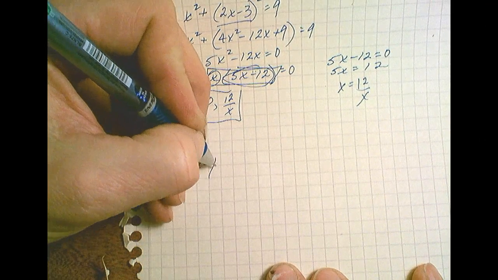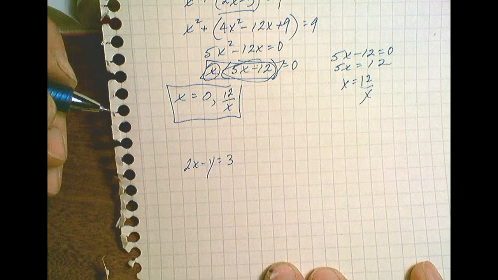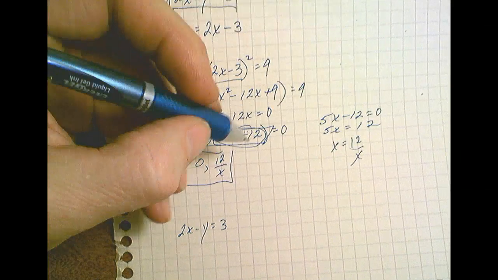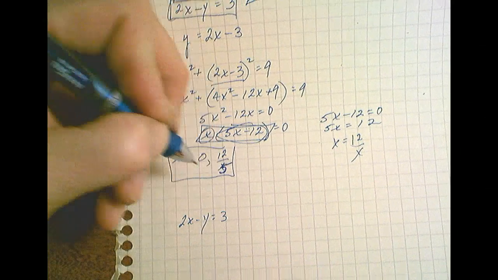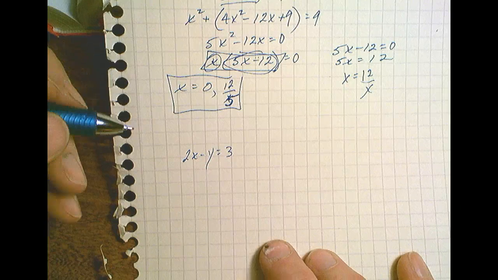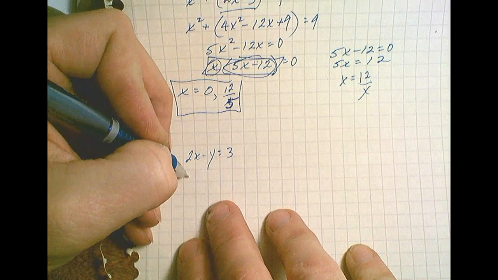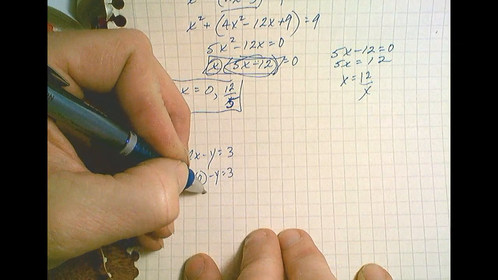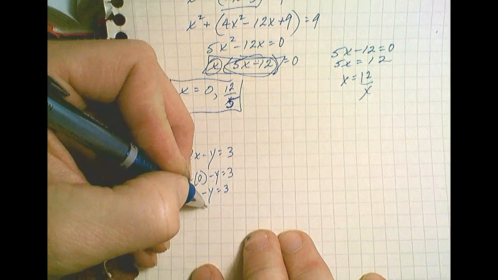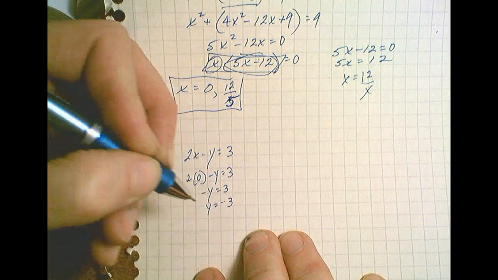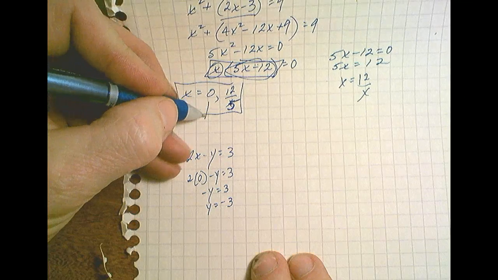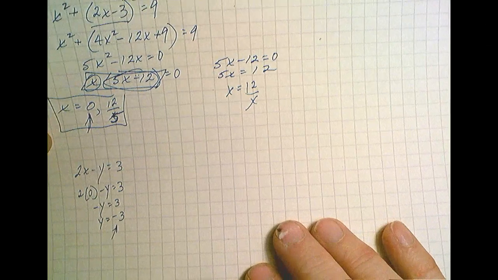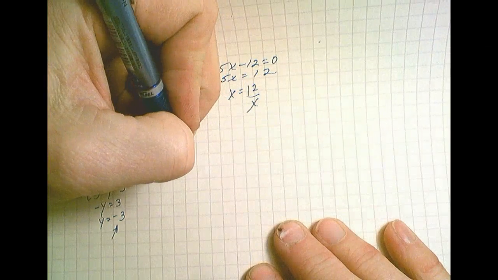So, let's write it down here a little bit. 2x minus y equals 3, and we said that our x value was 0, or 12 over 5. We're going to plug in a 0 for x, so 2 times 0 minus y equals 3, so negative y equals 3, or y equals negative 3. Okay, so when x is 0, y is negative 3. Okay, we do the same thing for 12 over 5.